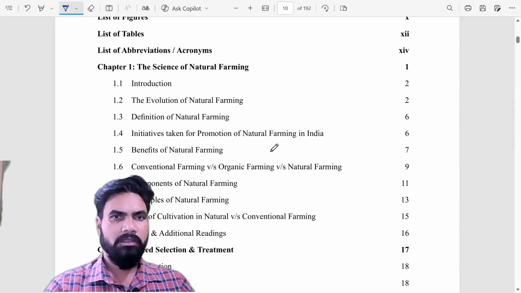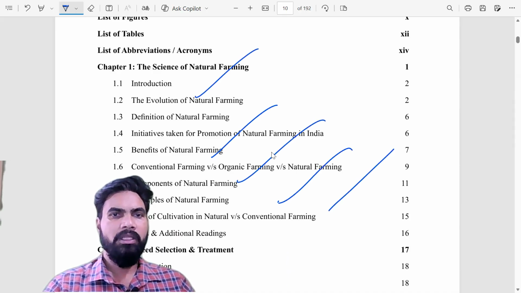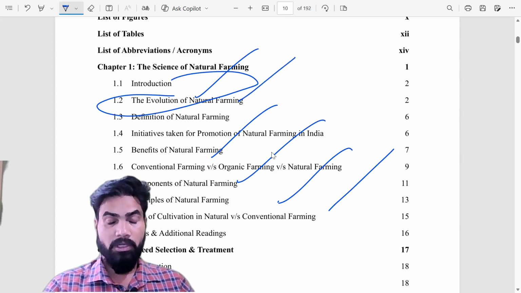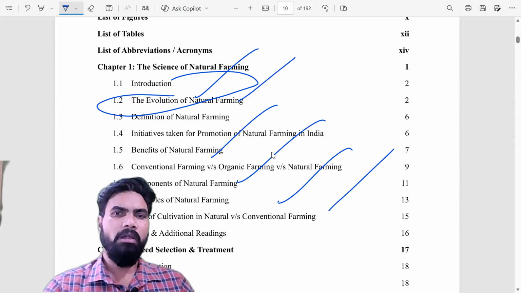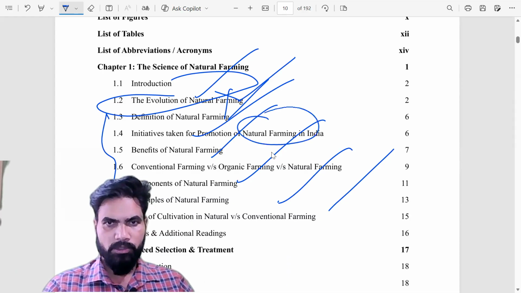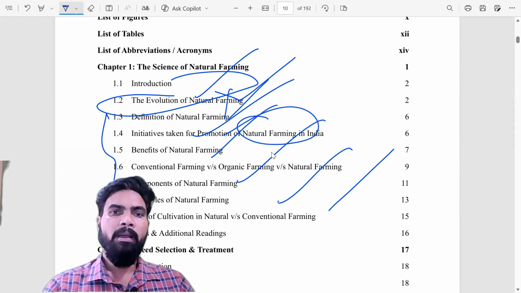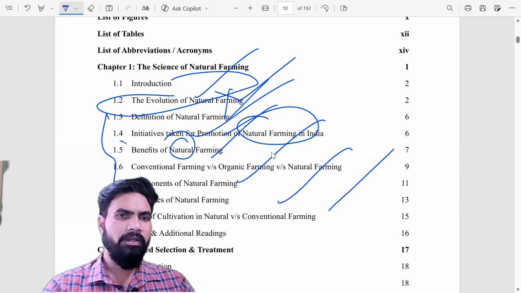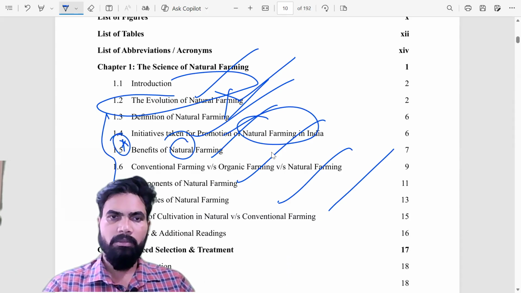First, there is the science of natural farming. In this, briefly, we will touch the evolution of natural farming. Questions will not be asked from this area. So briefly, we will glance. The focus areas will be these: definition of natural farming, initiatives taken for the promotion of natural farming in our country, benefits of natural farming, very, very, very important part that we have to remember.